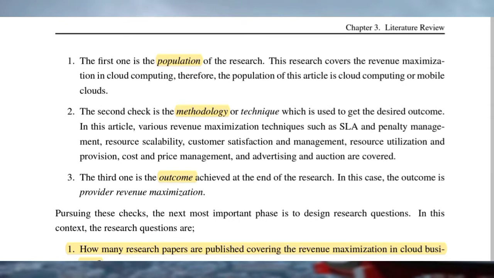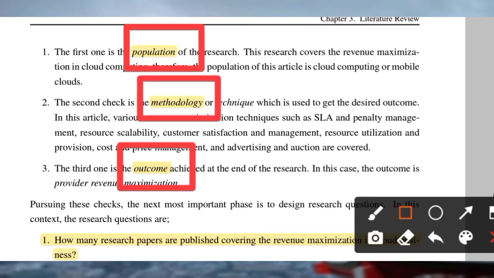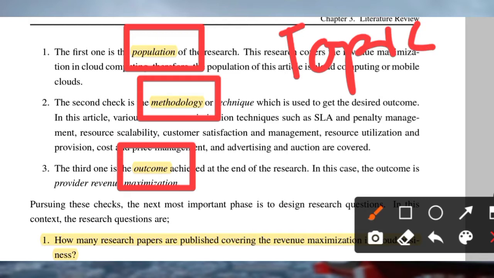Here are three important things which I have already highlighted here. The first is the population, the second is the methodology, and the third is the outcome. These are very important things before starting your literature review. So what is population? Population is actually your main topic in which you are going to work. For example, if I'm going to work in cloud computing, then cloud computing is my main topic. And this is the first thing.